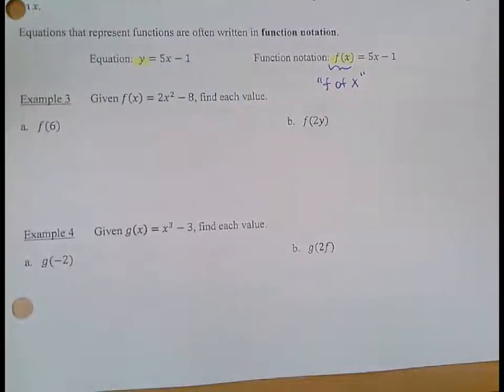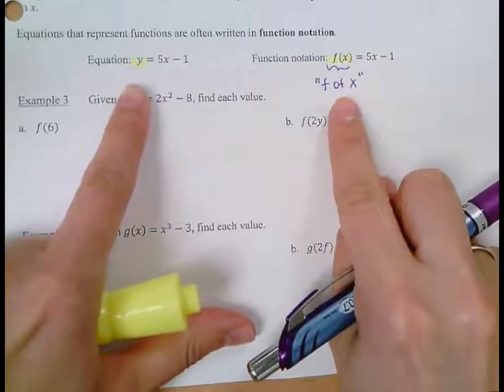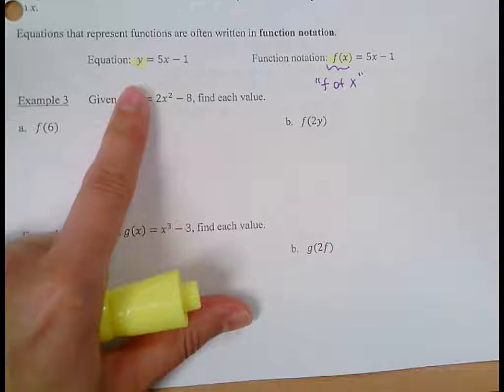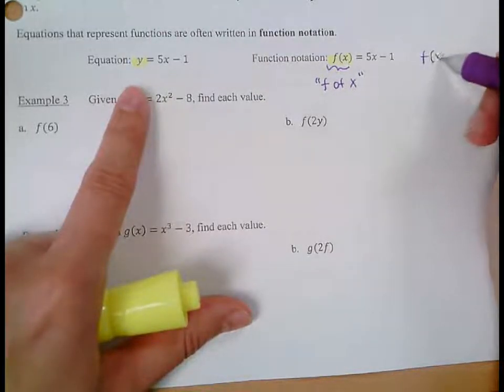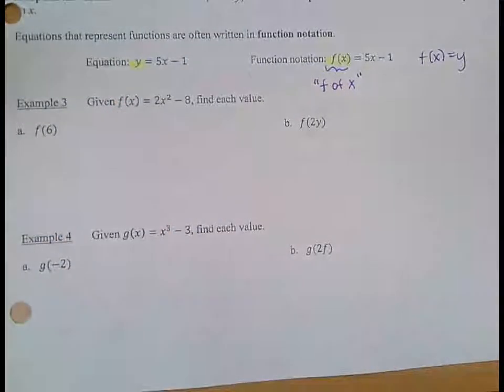It does not mean f times x. It is not multiplication of f and x. It's read as f of x. So what's important for you to see here is that's the only difference between the form of an equation and how it is written as a function. f of x means the same thing as y. If you see f of x, you could replace it with the variable y, and it means the same thing. So it represents a y value.